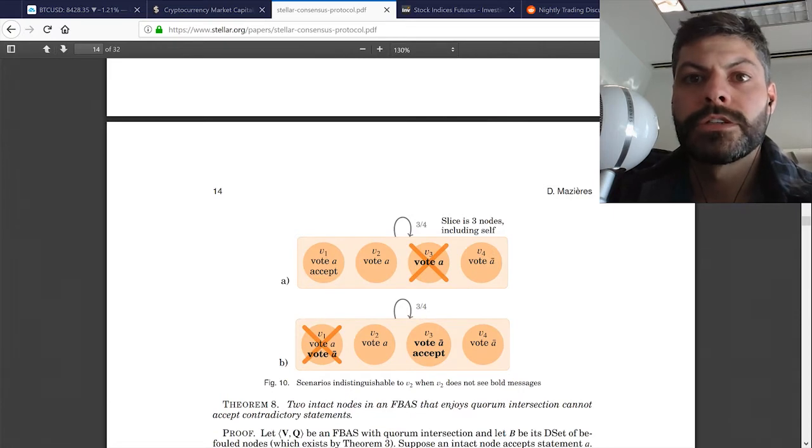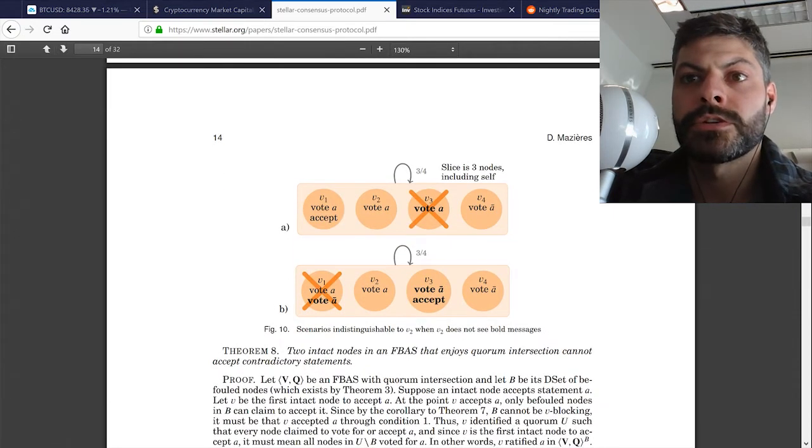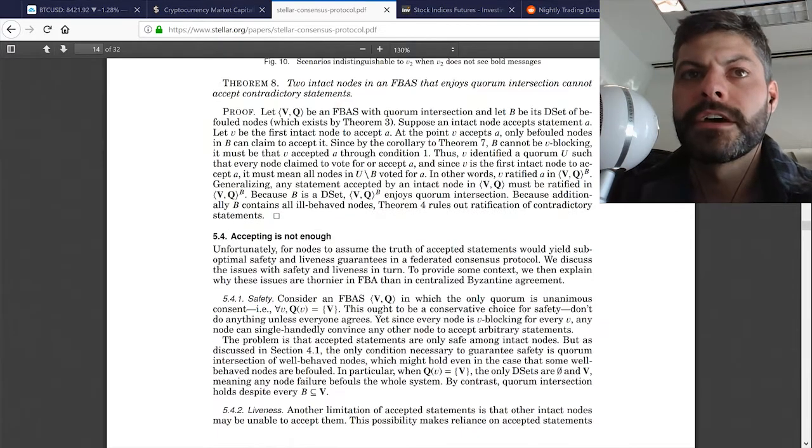Theorem 8. Two intact nodes in an FBAS that enjoys quorum intersection cannot accept contradictory statements. See proof below on page 14. 5.4. Accepting is not enough. Unfortunately, for nodes to assume the truth of accepted statements would yield suboptimal safety and liveness guarantees in a federated consensus protocol. We discuss the issues with safety and liveness in turn. To provide some context, we then explain why these issues are thornier in FBA than in centralized Byzantine agreement.